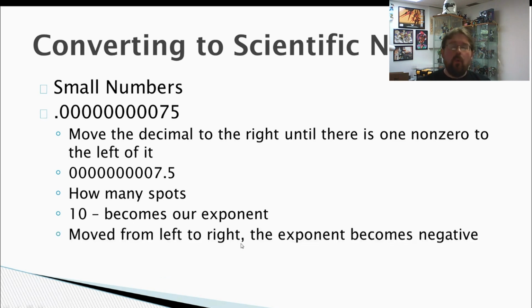But when you move from the left to the right, the exponent becomes negative. This is representing the fact that you moved the decimal in a different way. This is representing a small number. So we're going to get rid of all those zeros in the front there because we don't need all those. It's going to become 7.5 times 10. We move 10 spots, so our exponent's 10, but because we went from the left to the right, it's negative. And that's the difference. It's still the same general idea, but you're getting negative exponents this time, okay?